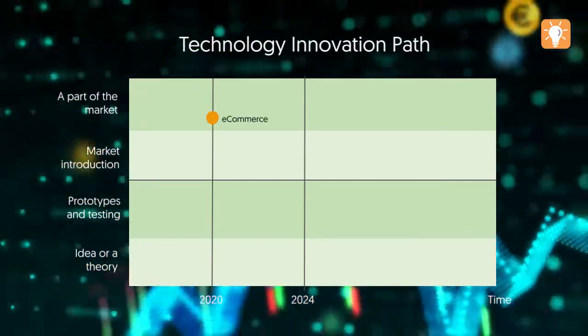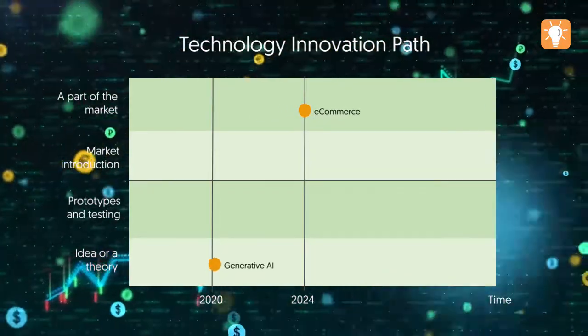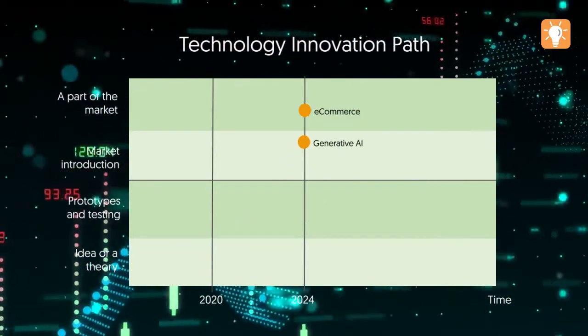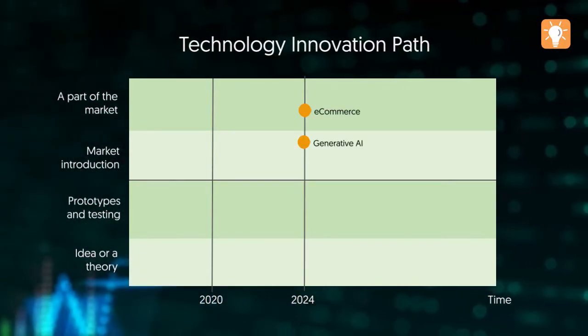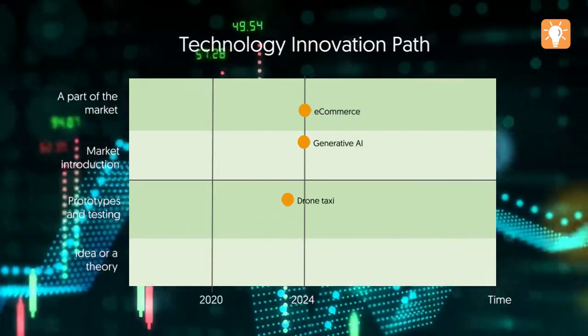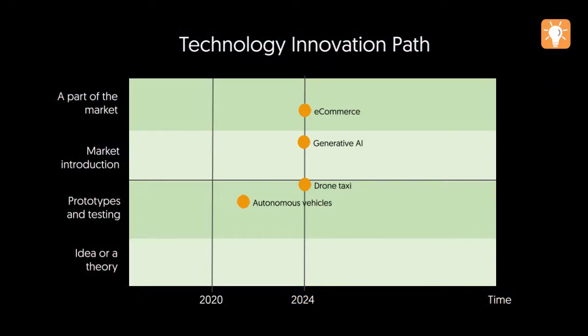E-commerce is already a part of the market and it is gradually improving. Generative AI has transformed radically and has proven its fantastic market value through successful market introductions, potentially changing the world. Many markets are introducing drone taxis, changing how people travel from airports to cities. Autonomous vehicles are still in the development process and we do not know when or if they will become reality. Holograms are in excessive development, so it will be interesting to follow their progress.